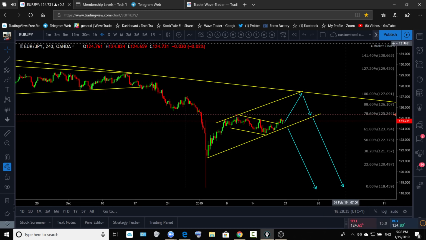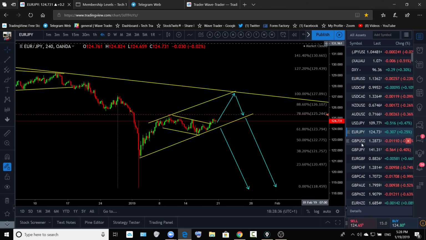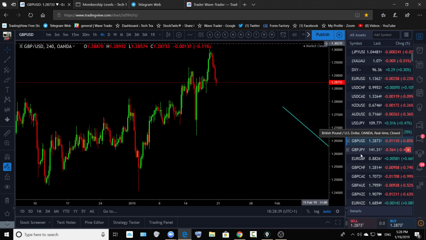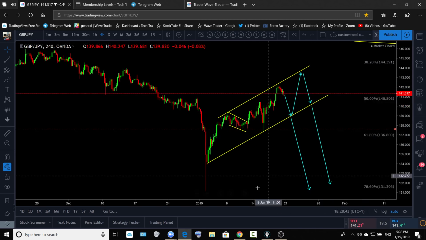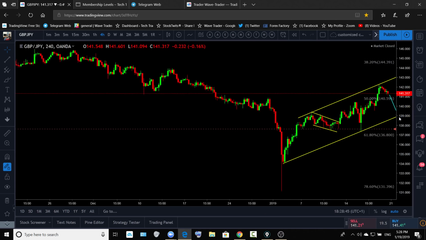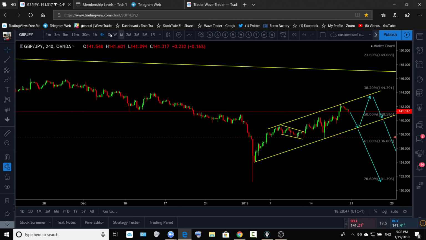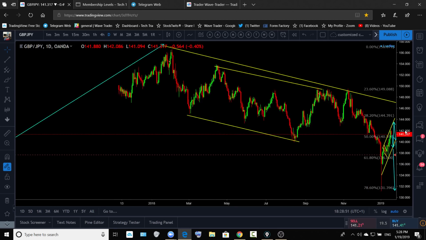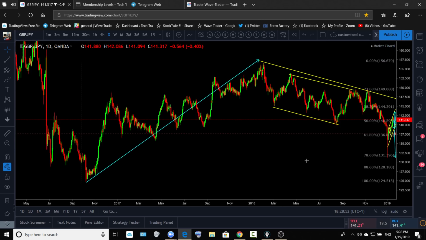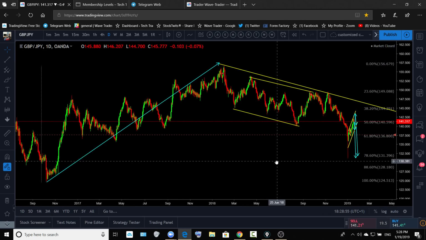All right, same structure and same pattern formation on this pair, and the same pattern and structure formation you guys are having on the pound yen. Pound yen went up slightly more than our expectations. That was because of the Brexit vote. All right, so we're going to stay bearish on the pound yen.